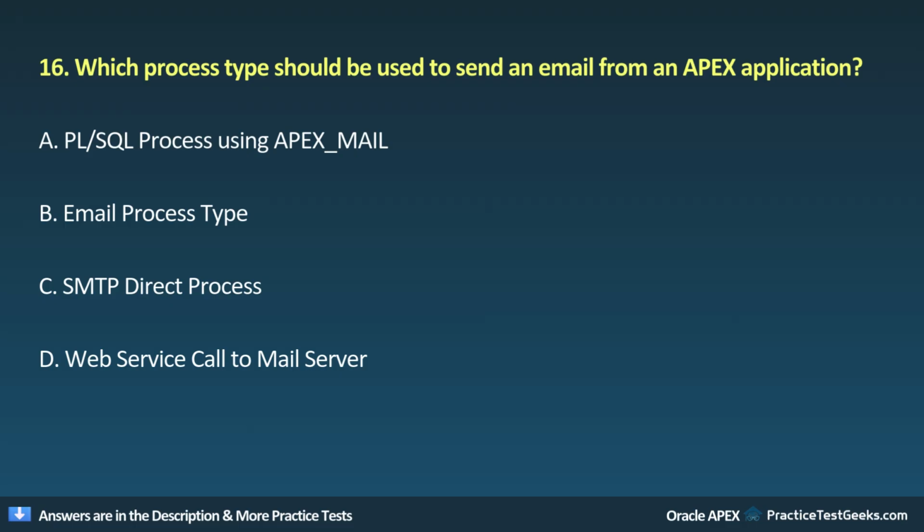16. Which process type should be used to send an email from an Apex application? A. A process using APEX_MAIL. B. Email process type. C. HTP direct process. D. Web service call to mail server.